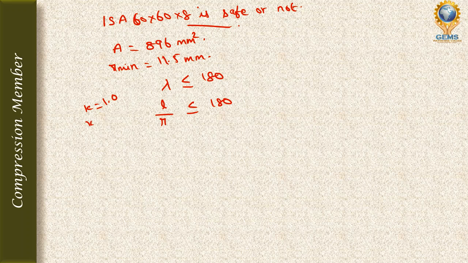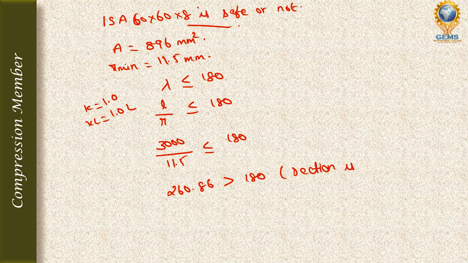So our effective length KL is equal to 1.0L. Here L is 3000. The KL by r value should be less than or equal to 180, but the value is 260.86, which is greater than 180. So here the section is not safe, because the slenderness ratio is greater than the maximum limit.